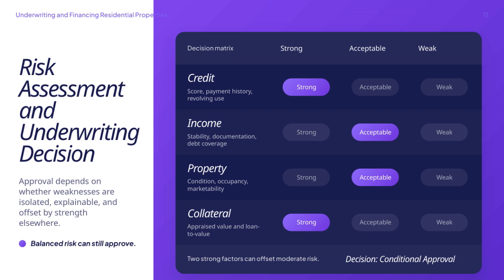For credit, we look at the score, payment history, and revolving credit use, rating them as strong, acceptable, or weak. Income is assessed by stability, documentation, and debt coverage, again categorized similarly. Property evaluation considers condition, occupancy, and marketability, while collateral depends on appraised value and loan-to-value ratio. Importantly, two strong factors can offset a moderate risk in another area. When this balance is achieved, the decision may be conditional approval, reflecting a carefully managed risk in residential property financing.